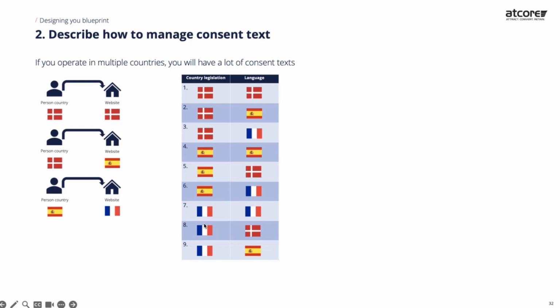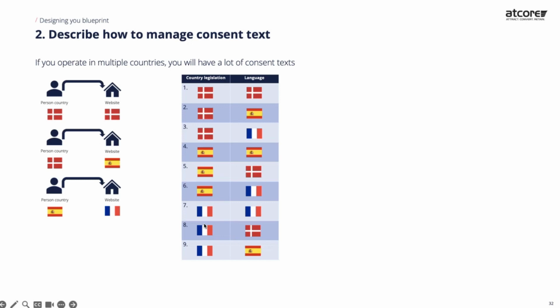And just having 3 countries or operating in 3 countries, it leaves you with 9 consent texts. If you operate in 4 countries, you would have 16 consent texts. If you operate in 5 countries, you would have 25 consent texts. So you get the picture. If you are in an international company, you would probably end up with a lot of consent texts. And yes, we have clients that have hundreds of consent texts. So this is why it's important to describe how you're going to manage and maintain all of these consent texts that you're going to be working with.